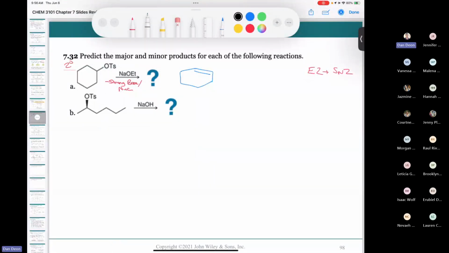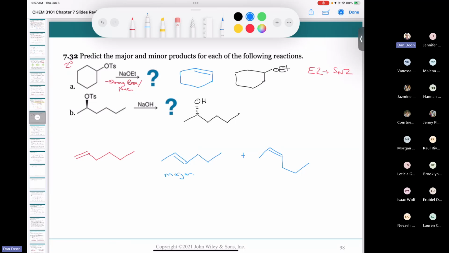Let's redraw these products. So we had the SN2 product here, which is this compound. Then we have the E2 products: we have this product, and we also have the trans, and we also have the cis. And this one is going to be the major product, like that.